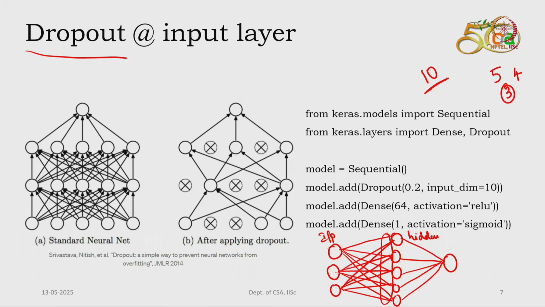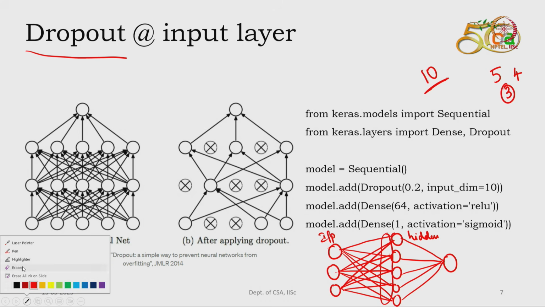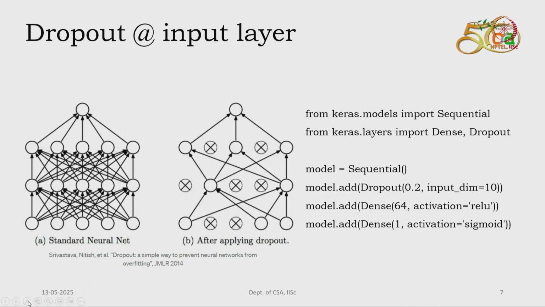So, dropout can be applied at an input layer and dropout can be applied at a hidden layer. What we are first discussing now is dropout applied at an input layer. Now, let us go back to the previous example, binary classification, where there were 10 features, therefore we are passing here a 10.